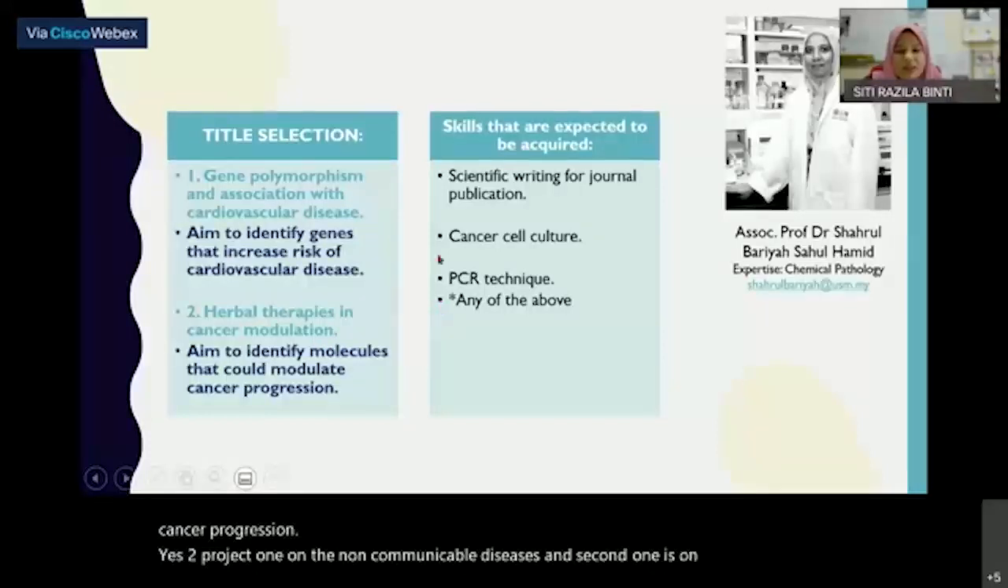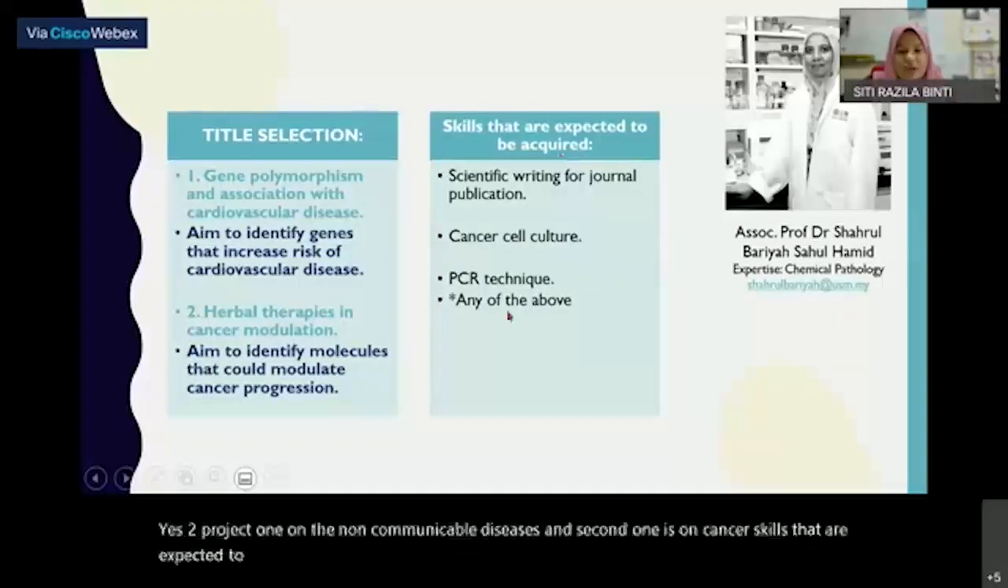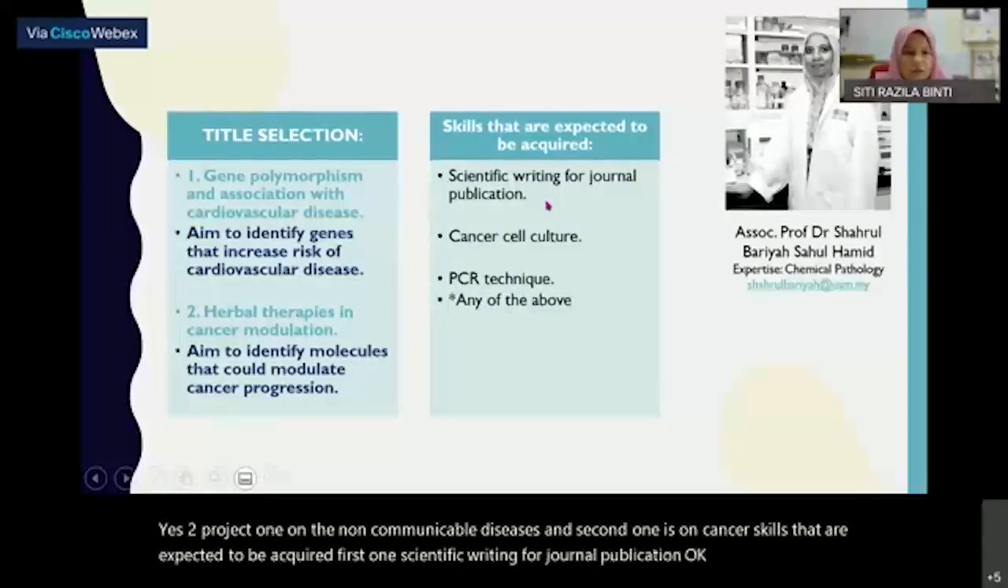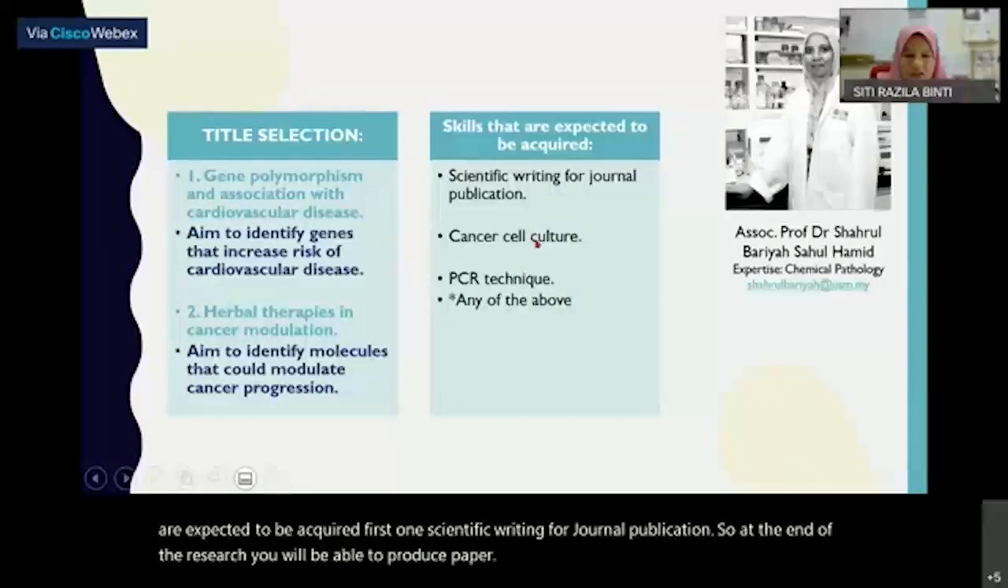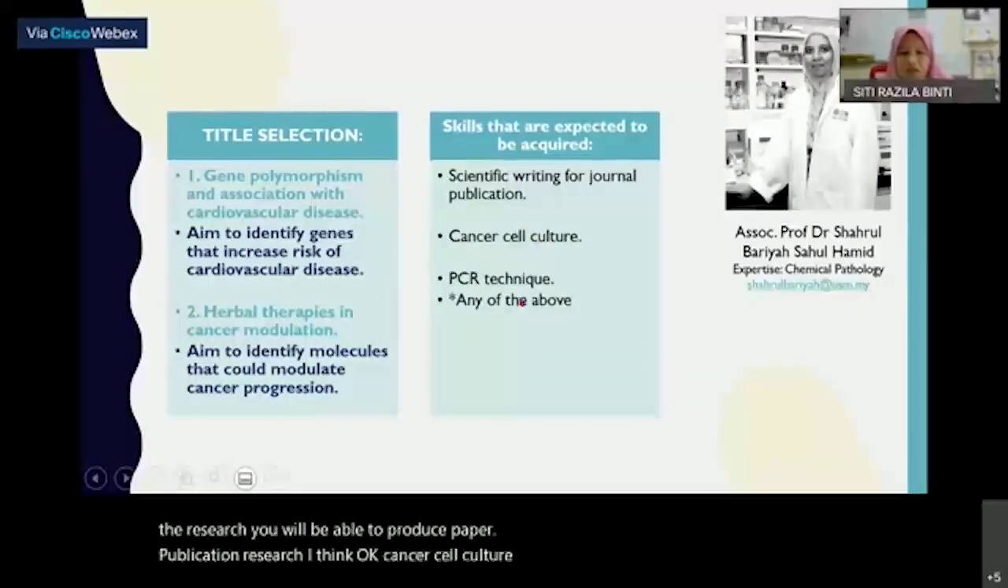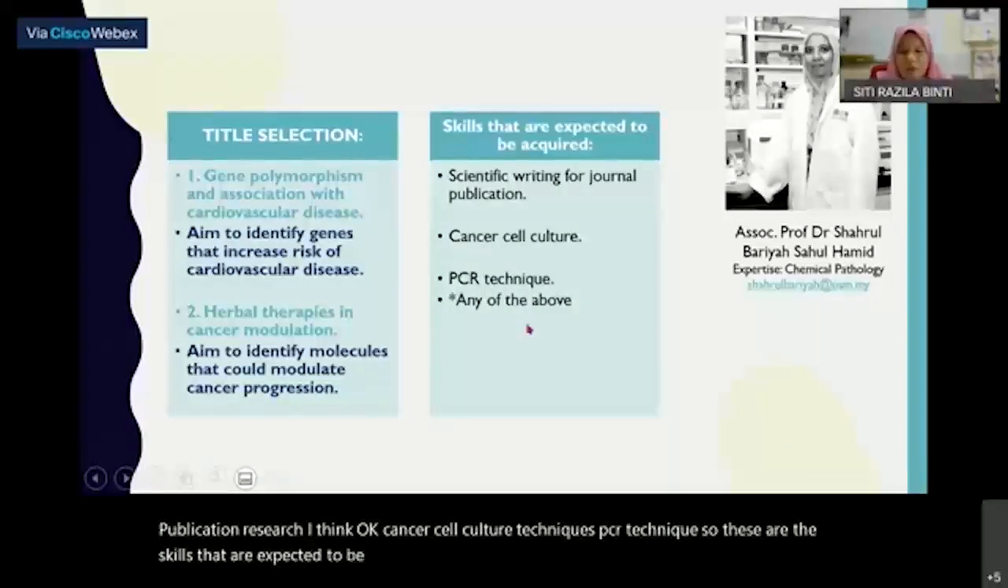So two projects, one on non-communicable diseases and the second one on cancer. Skills that are expected to be acquired: first, scientific writing for journal publication. At the end of the research, you'll be able to produce a paper, a research article publication. Also, cancer cell culture technique and PCR technique. These are the skills expected to be acquired at the end of the research project.